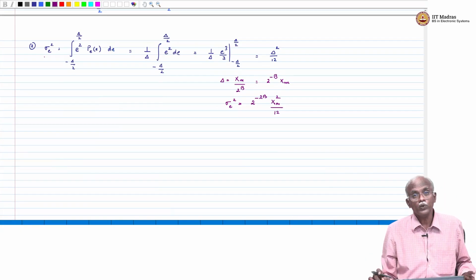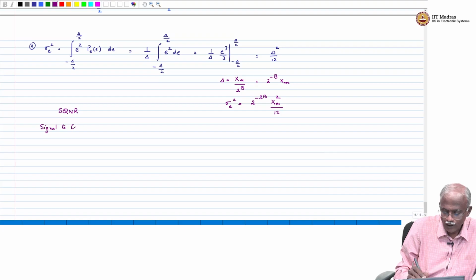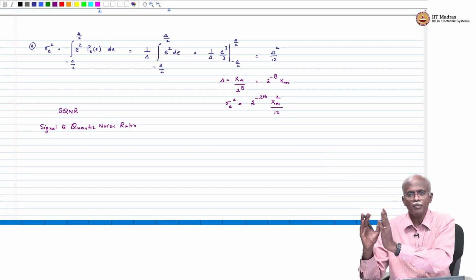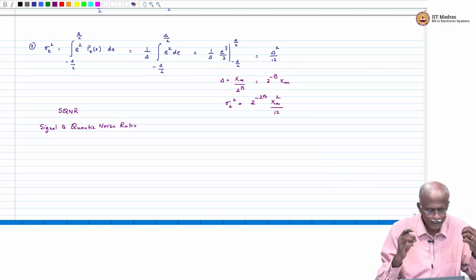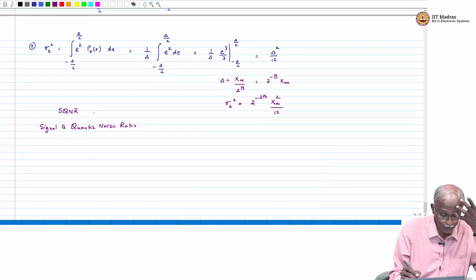Now, why did we do this step? Because we want to compute the signal to quantization noise ratio, SQNR. Sometimes they call it SNR, but SNR has a different interpretation in the context of communication. So, in signal processing, to be precise, we are looking at the definition of signal to quantization noise ratio.